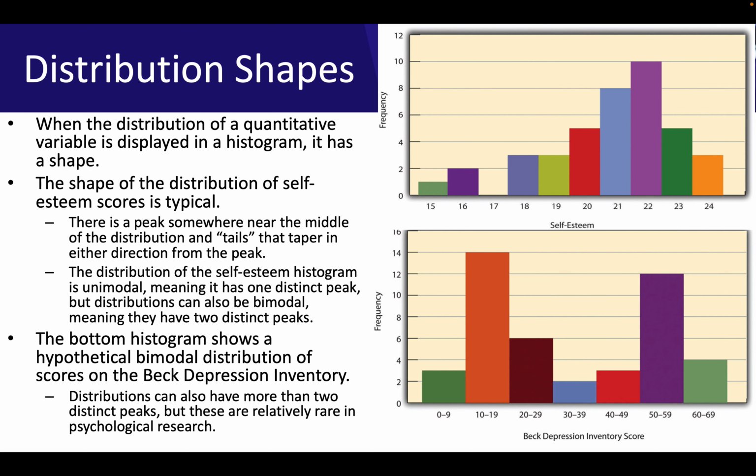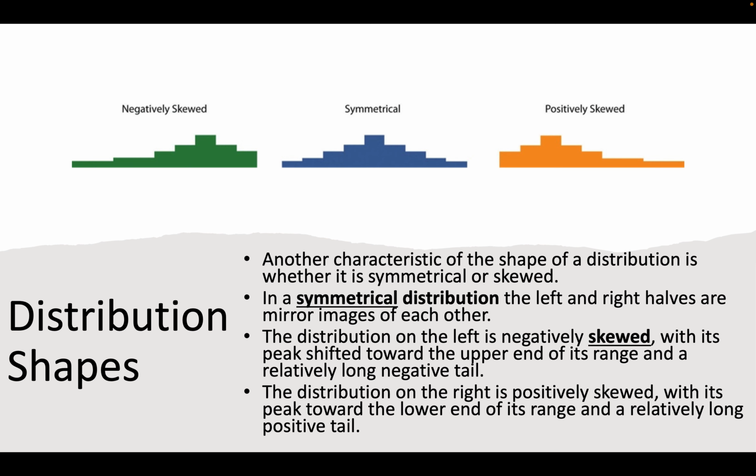The bottom histogram shows a hypothetical bimodal distribution of scores on the Beck depression inventory. Distributions can also have more than two distinct peaks, but these are relatively rare in psychological research. So we have a peak at 10 to 19. We have a peak between 50 and 59.